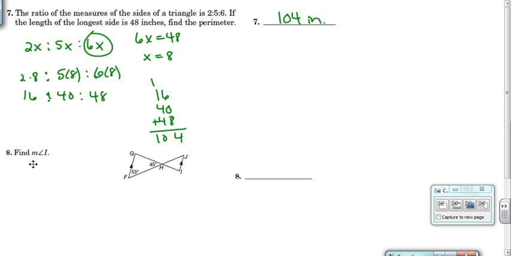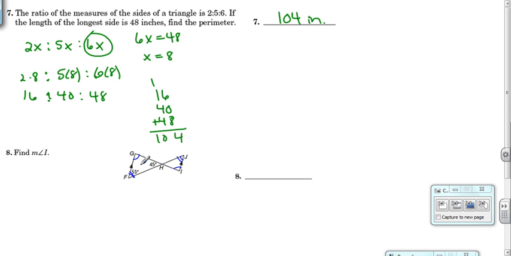Number 8, you have to find the measure of angle I. Well, I know GF is parallel to JI, which means GI is a transversal. So angle G and angle I are alternate interior angles, so they would be congruent. And angle F and angle J would be congruent because they would be alternate interior angles. So by angle-angle similarity, the triangles are similar.